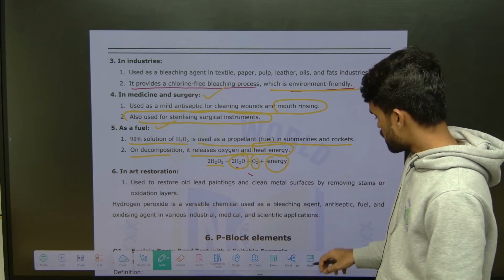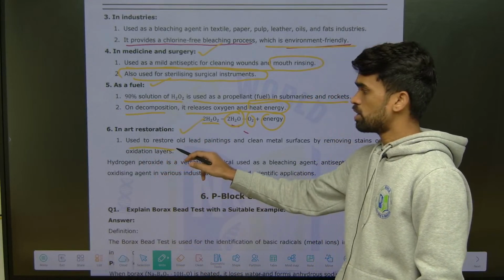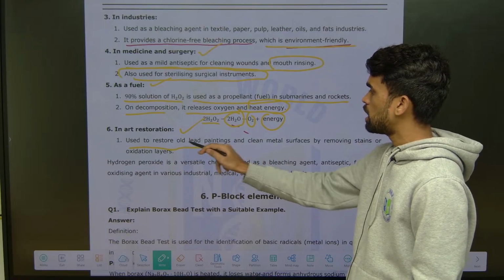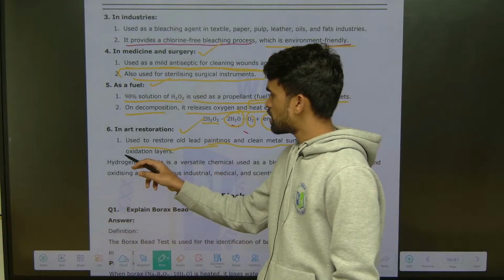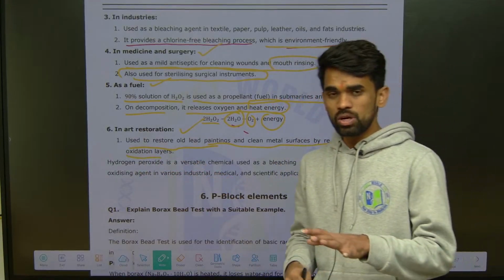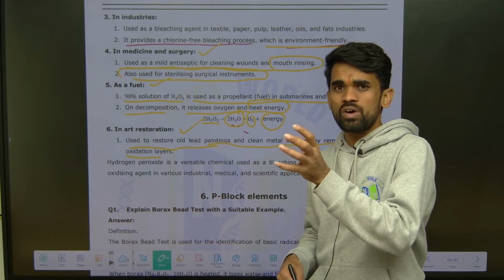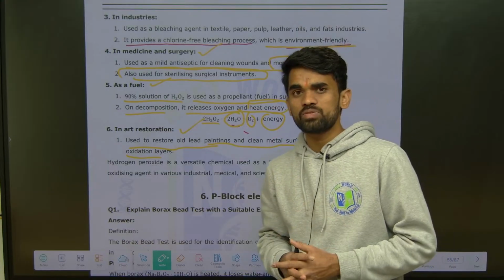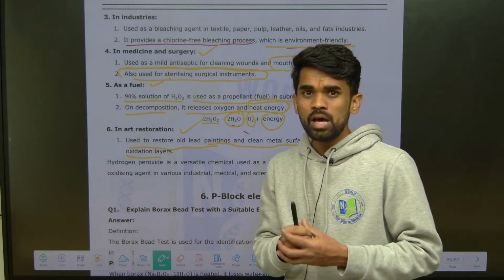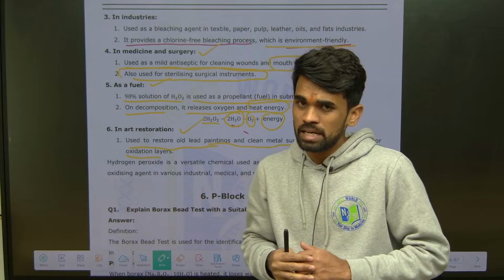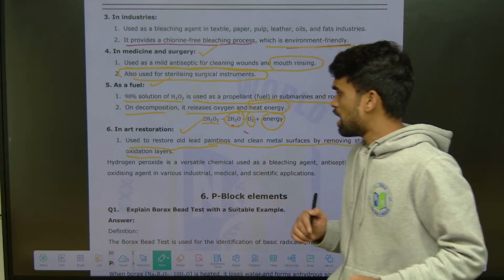And you know, it is used in art restoration. Another purpose: it is used to restore old lead paintings and clean metal surfaces by removing stains and oxidation layers. We know that in lead paintings, if any metal is there, it might undergo oxidation and some metal oxide will be formed, if you keep it undisturbed for a longer time. To remove those oxidized stains, we can use hydrogen peroxide and remove all the oxidized stains with its help.